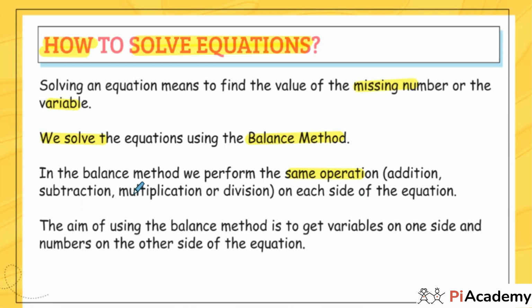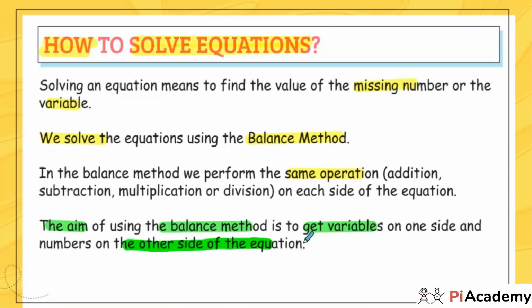Now the aim of using the balance method is to get the variable on one side. You can remember this as the motive behind doing it. We want the variable on one side, basically on the left hand side, and whatever remaining numerical stuff is on the right hand side. That way you are able to solve the equations.